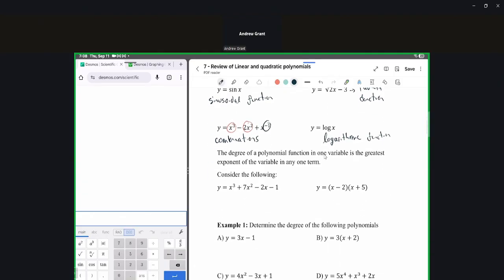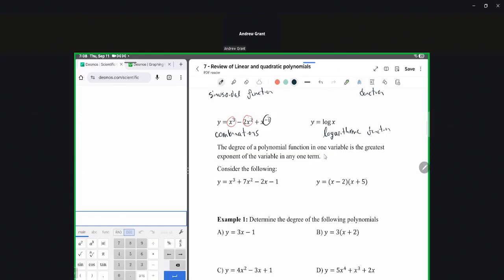And so the degree of a polynomial function in one variable, because you can actually graph these things with more than one variable, but we're not going to touch those in this course, is the greatest exponent of the variable on any one term. And so we're going to consider the following here. y is equal to x to the power of 3 plus 7x to the power of 2 minus 2x minus 1. So here, the largest exponent is this x to the power of 3 term. And so here we would say that this is a degree 3.